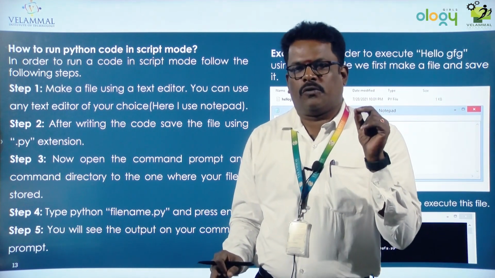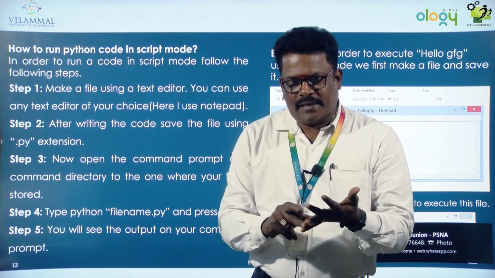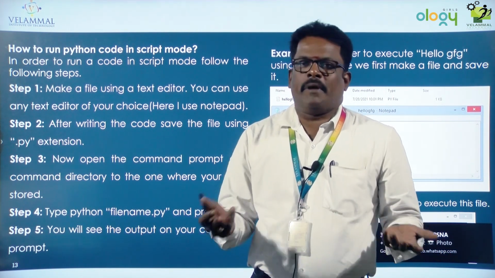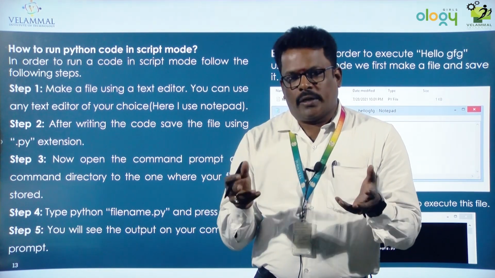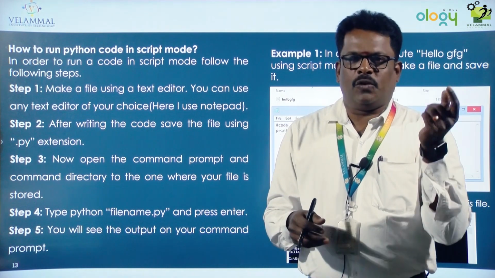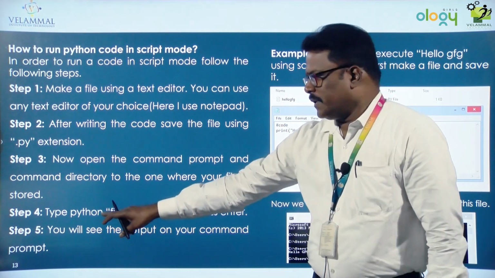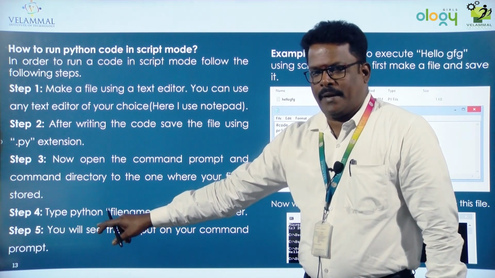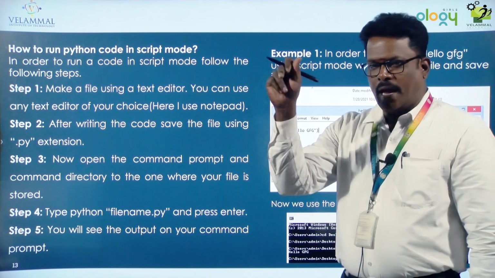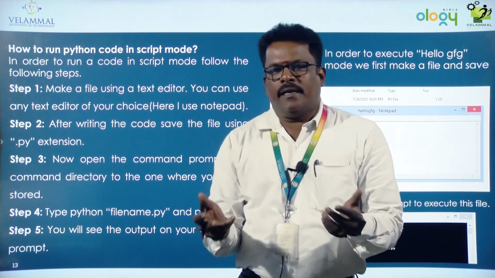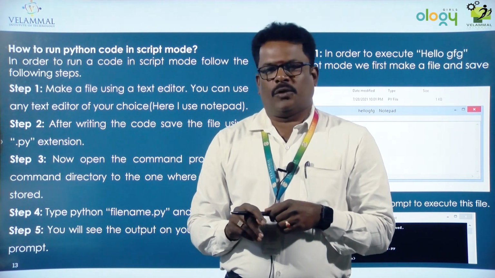Suppose you are going to store your file in the D directory. In the computer, you will have a C directory, a D directory, maybe E. Suppose you are storing the file in the D directory, then you need to change the prompt to D and then type python. Python is the command, followed by the file name pgm1.py, and if you press enter, then your Python program will be executed automatically.